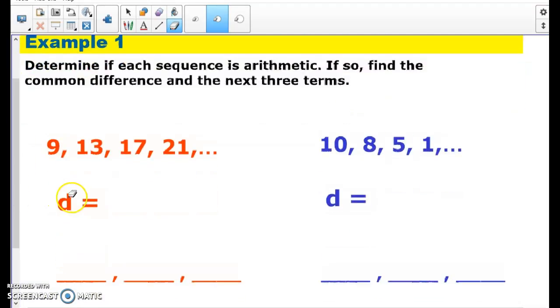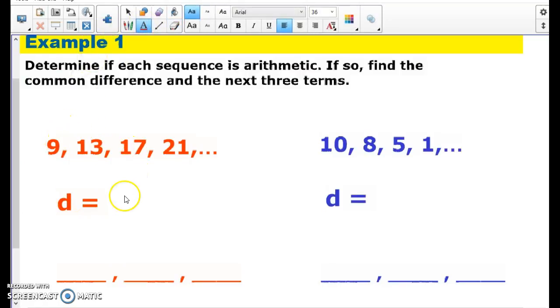Here when it says D, it's asking for the difference again. So it looks like from 9 to 13 to 17 to 21, I'm adding 4. From 10 to 8 to 5 to 1, it looks like there's no difference. It looks like I'm going from 2 to 3 to 4. Well, we can't do that. So we're just going to say, no, it's not an arithmetic sequence, and then we're done with the problem.